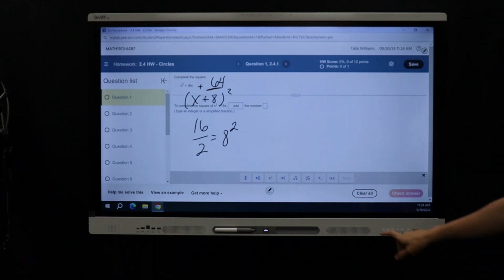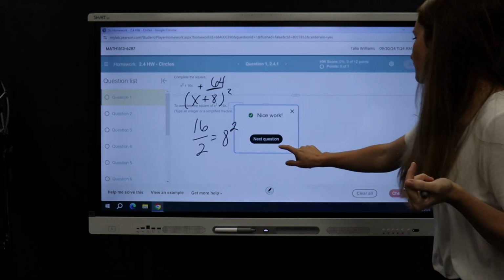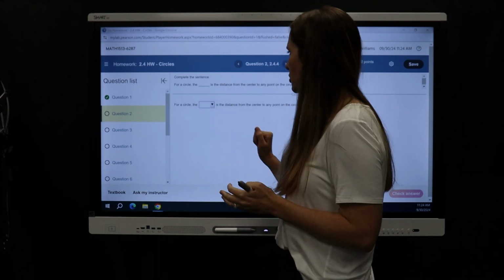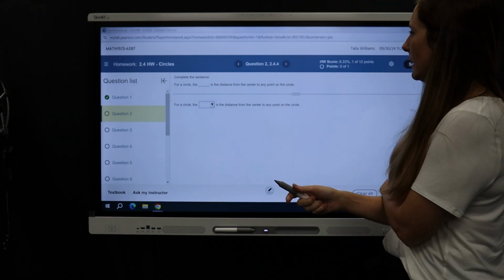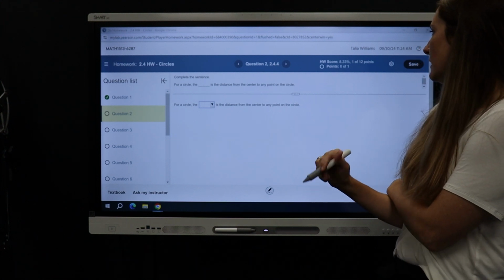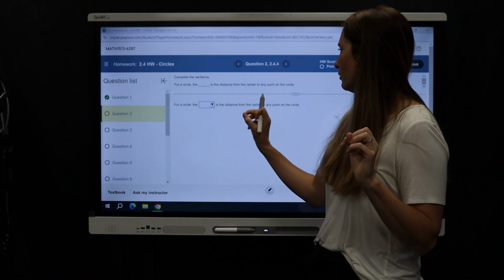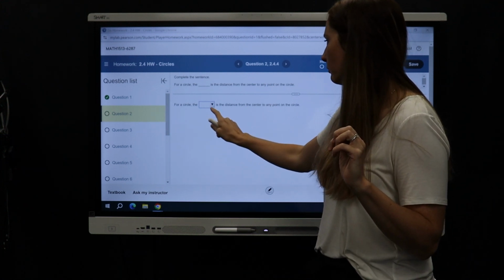Well, click the box, then add. Okay, I think the beginning of this is a bunch of definition stuff as a refresher. For a circle, the blank is the distance from the center to any point on the circle. From the center to any point on the circle is called the radius.